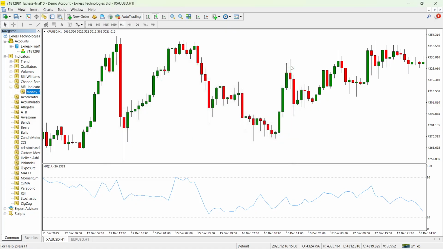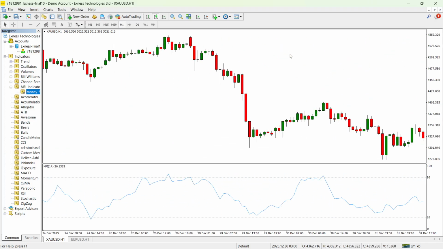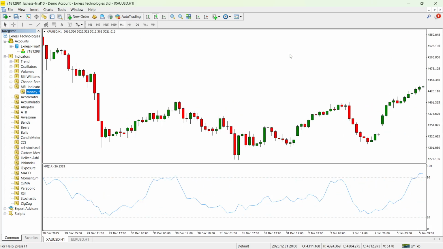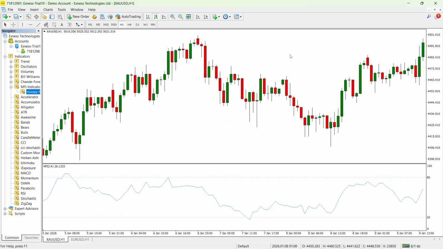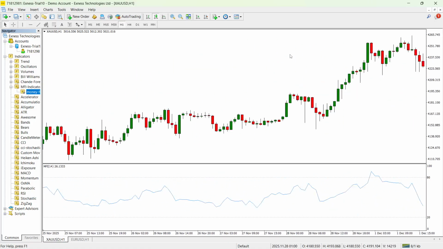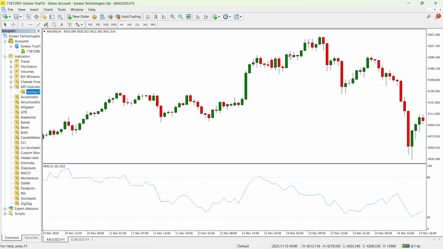That's all this indicator is for. The BW MFI indicator is well suited for traders who want a volume-weighted oscillator that goes beyond price alone, using money flow to confirm momentum, spot divergences, and identify potential reversal zones.